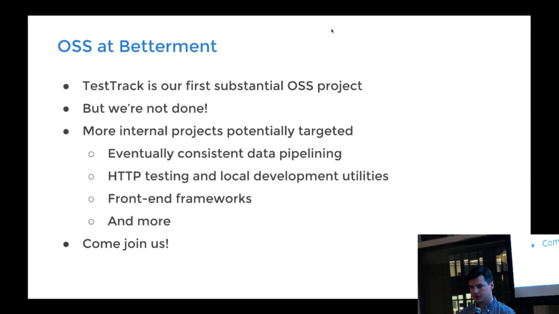In general, this is our first substantial open source project here at Betterment, and it's by far not our last. Our open source culture here is just in its baby phases. We've got a bunch of other internal projects already targeted for potential open sourcing: some data pipelining stuff, some HTTP testing utilities, front-end styling frameworks, and a whole bunch more, and who knows what more.